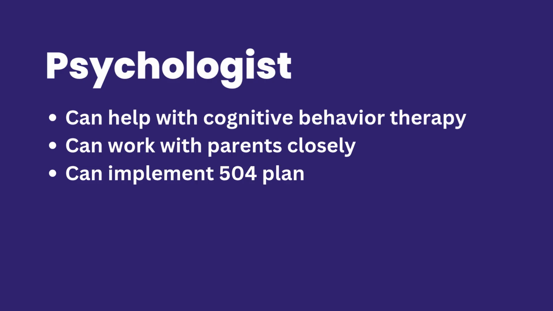Another intervention would be to allow the child time to see the school psychologist for multi-tiered support. The psychologist could counsel the child using cognitive behavioral therapy to reduce worry and improve social interactions if they are having trouble making friends. The psychologist can also help implement a 504 plan for students not eligible for an IEP. They also work closely with parents to ensure routines are followed at home too.